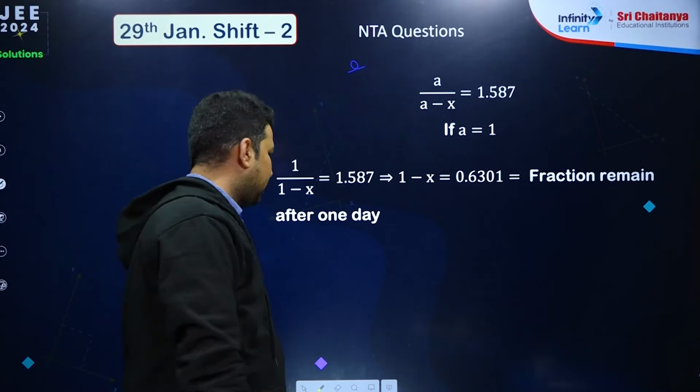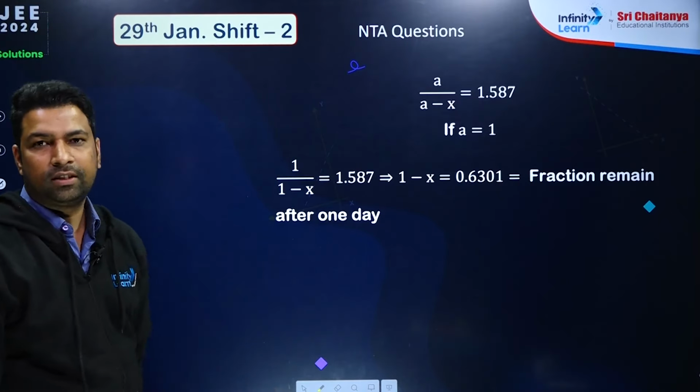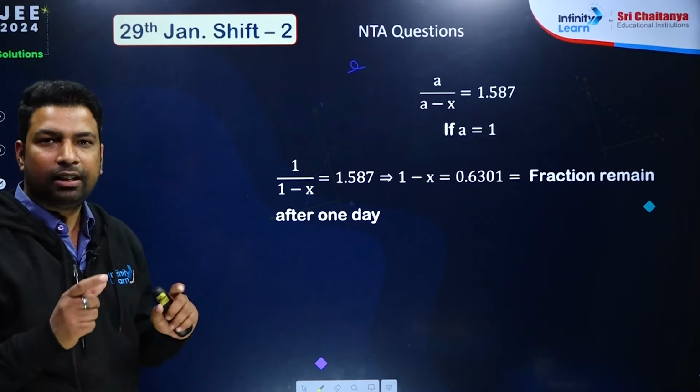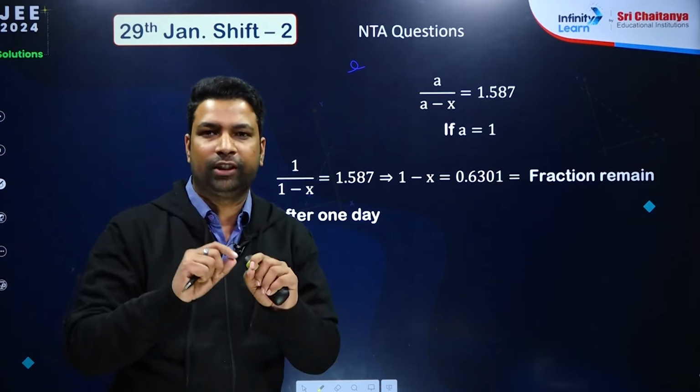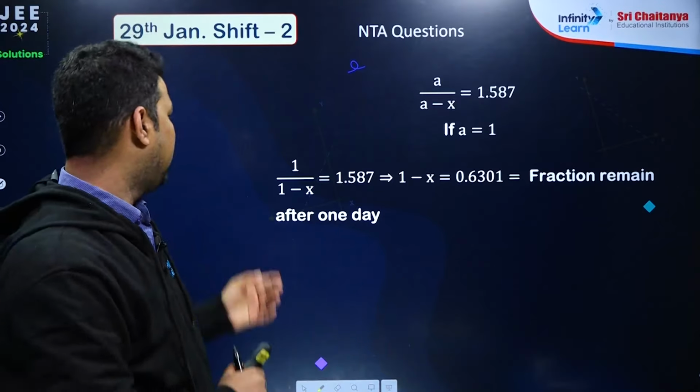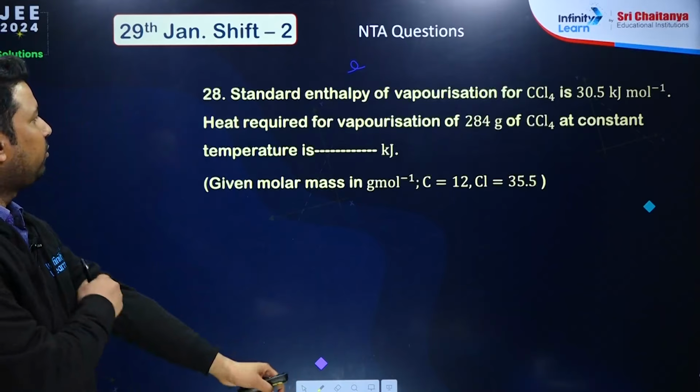0.6301 fraction remains after 1 day. So this will be your answer. The calculation was a bit tricky and the question was a bit tricky. But if you apply the formula in a correct way, you will get the answer. Okay.